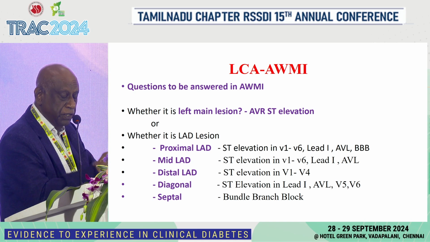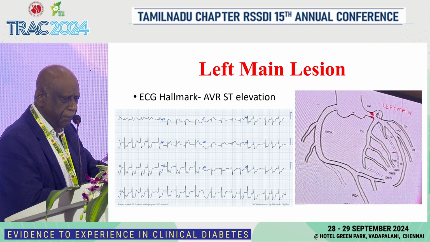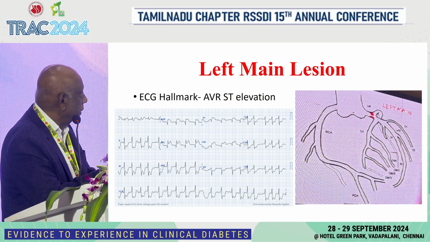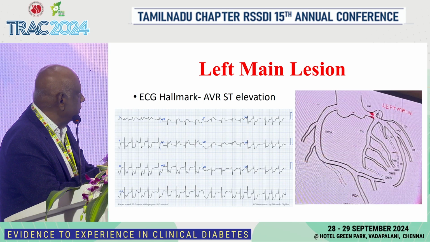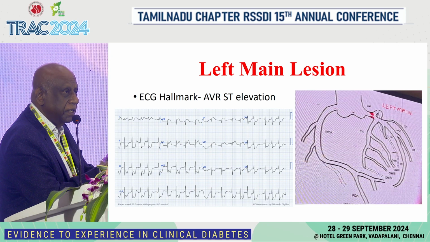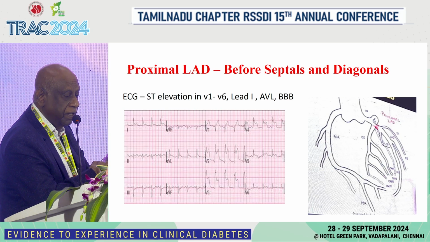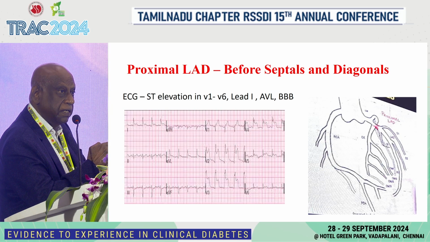Septal, usually you will have a bundle branch block. This is a left main lesion here. See here, AVR, there is an ST elevation. In no other coronary artery disease clinical entity does this occur. The moment you see that, you can make a diagnosis of a left main or a left coronary ostial lesion, which are difficult to dilate. Unless you are very much experienced, the interventional cardiologists do not touch these people.